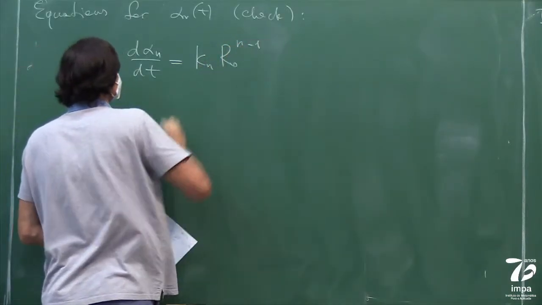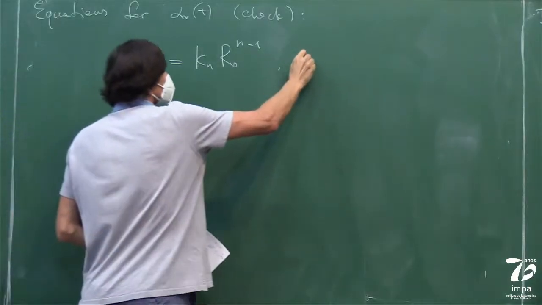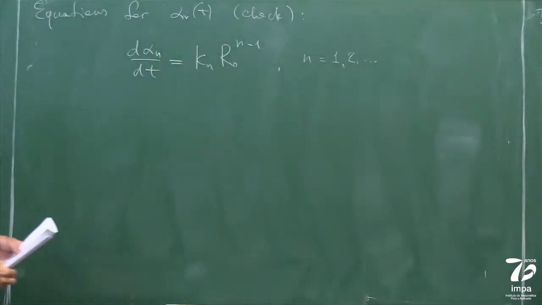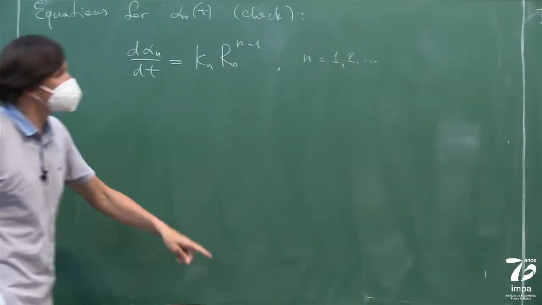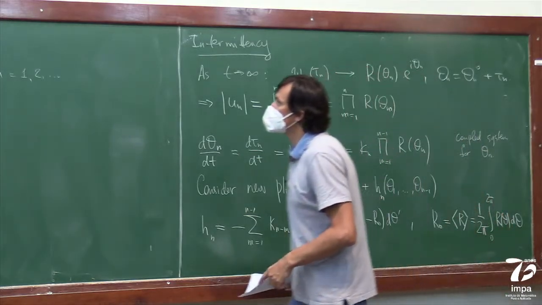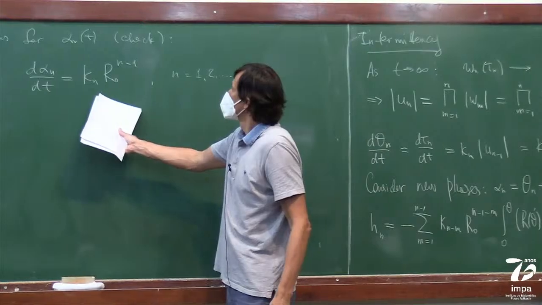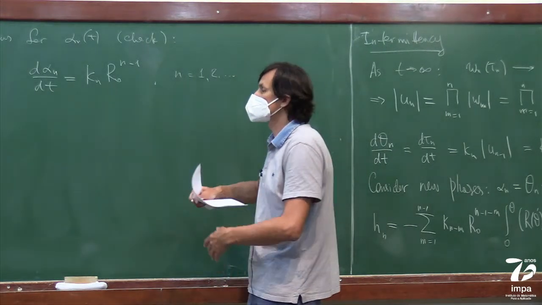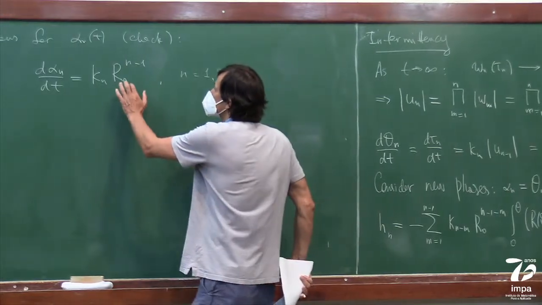N minus 1, for all n. So somehow we not only decoupled this system, but we even made the right-hand side constant. So the right-hand side is just constant for all alpha, but with different constants.